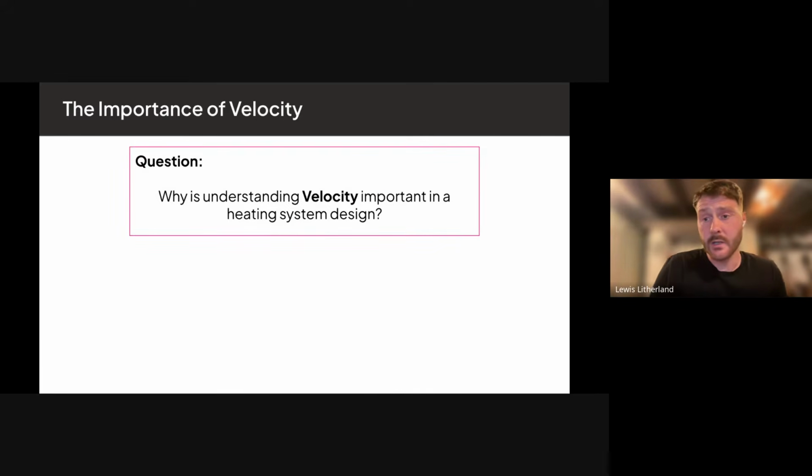So here's my first question, and it's an open question, so please get involved. Why is understanding velocity important in heating system design? So just to introduce it to everybody else, anyone want to jump in of why understanding velocity is important in a heating system design? Anyone want to jump in there?